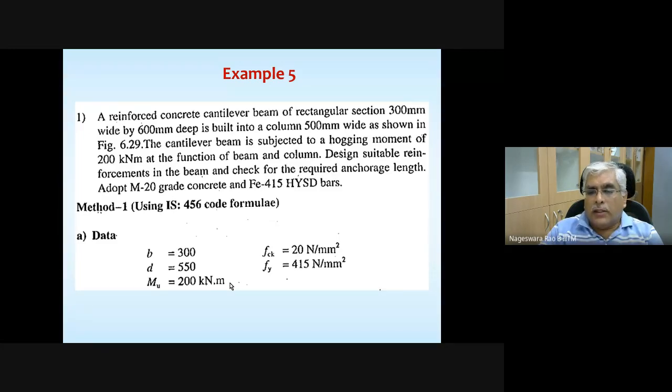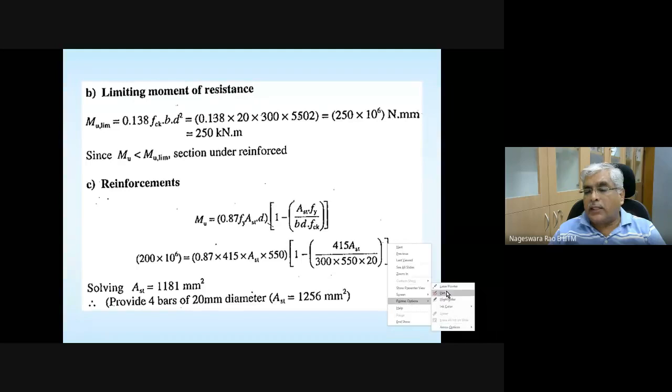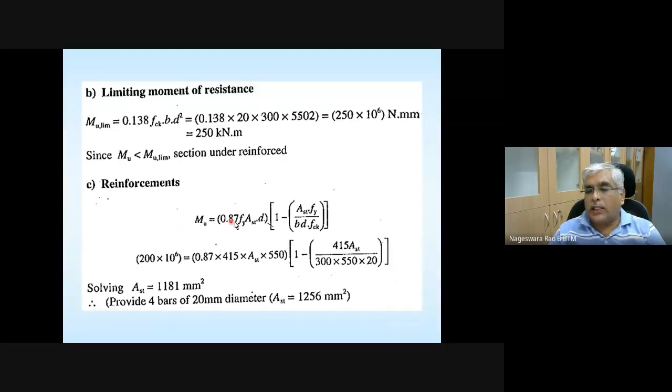Okay, so that is all what is worked out here. You can go through this. Limiting moment of resistance is calculated, and it is checked whether the design moment is less than limiting moment of resistance or not. And once this check is passed, then it is under reinforced. Then I can safely make use of whatever equation is given in annexure G for under reinforced section, and then calculate area of steel.